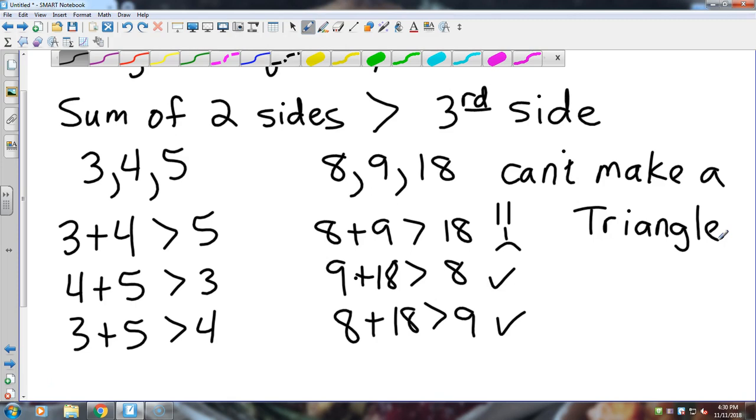All right, and that is Chapter 6, Section 5, Indirect Proof.